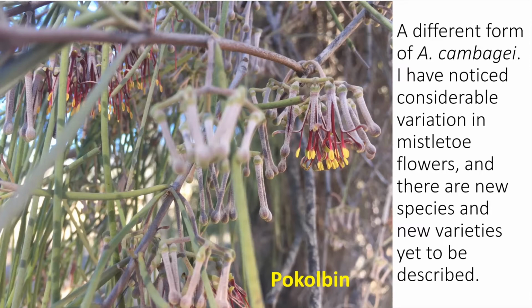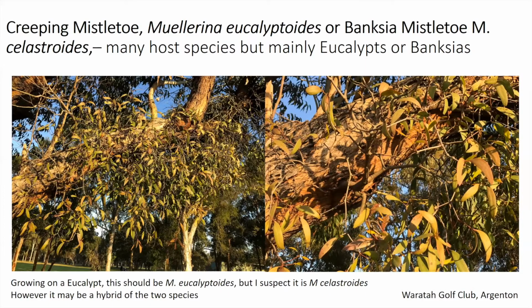Now, this is the creeping mistletoe, but this is a different genus, Muellerina. And these ones send runners along the trunk or the branches. And the Banksia mistletoe grows on quite a lot of exotic trees, London plane trees and things like that, but also quite a bit on Banksias, whereas the creeping mistletoe is usually just on the furry barked Eucalypts.